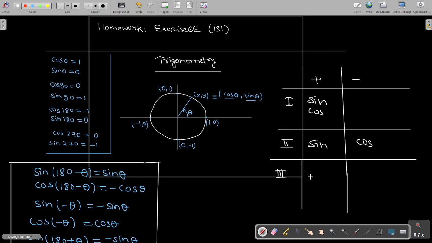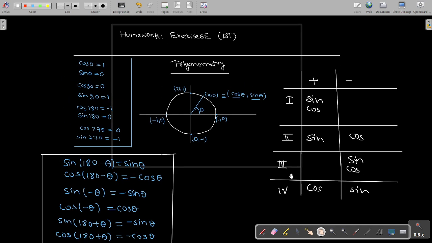Sine is negative and cos is negative, so both are negative, right? Yes. Sine and cosine are both negative, and tan will be positive. Good. In the fourth quadrant, cos is positive and sine is negative.